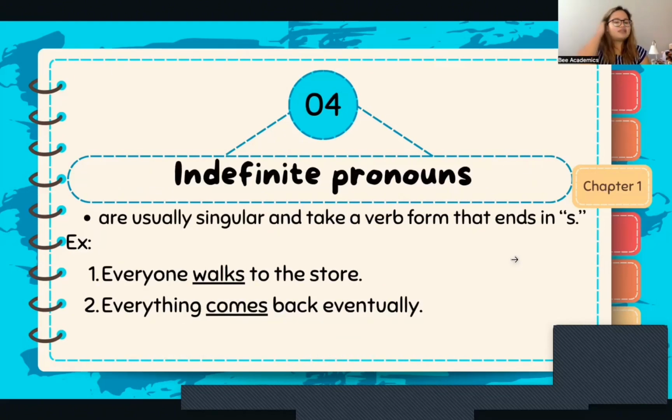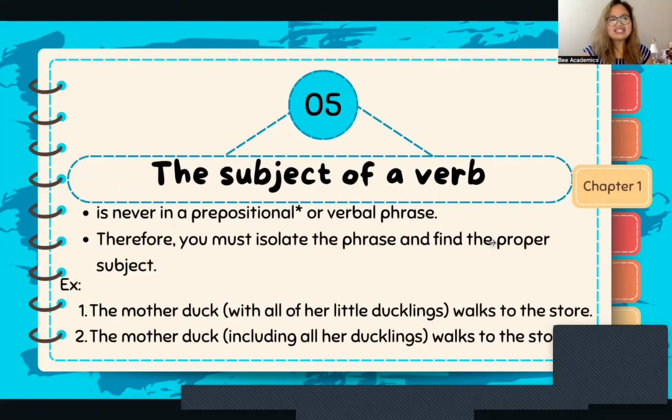Number 4, indefinite pronouns. These are usually singular and take a verb that ends in S. Everyone, everything, okay? We use the verb with an S. And then number 5, the subject of a verb is never in a prepositional or verbal phrase. Therefore, you must isolate the phrase and find the proper subject. Again, the subject of a verb is never in a prepositional or verbal phrase. Therefore, you must isolate the phrase and find the proper subject.